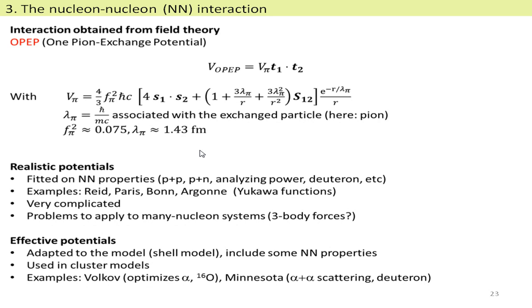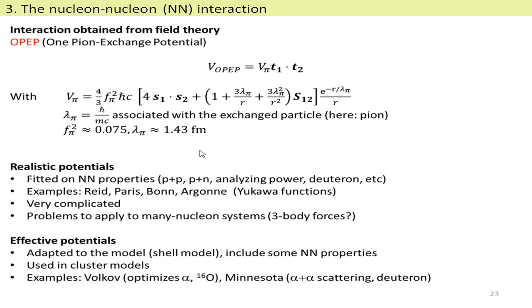Okay, so these are general properties of the nucleon-nucleon interaction, and there is another way to tackle the problem. I just mention it for the sake of completeness; I will not use it. If you use field theory, then you can deduce the nucleon-nucleon interaction from the very beginning. And this is called the OPEP interaction.